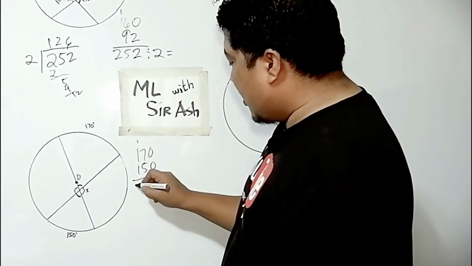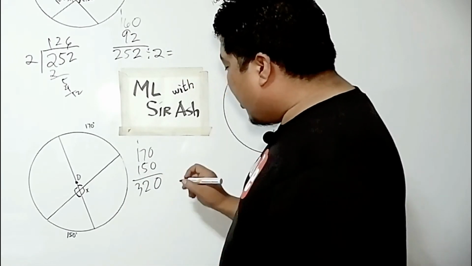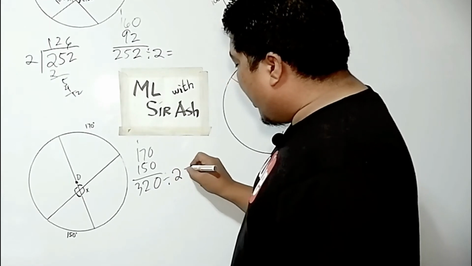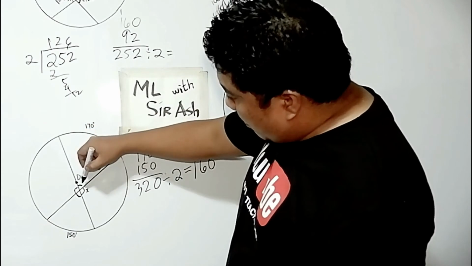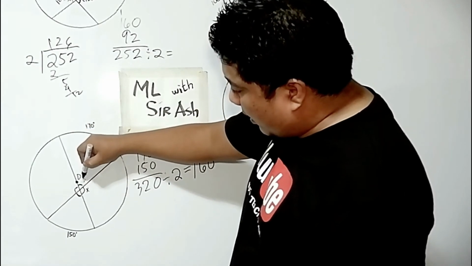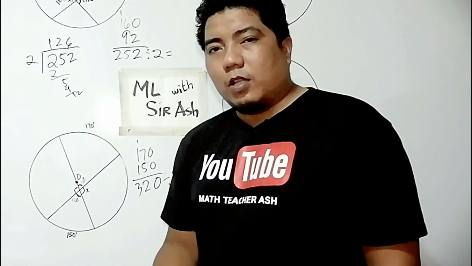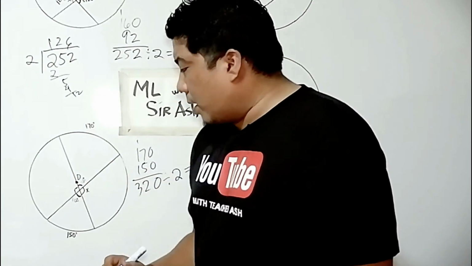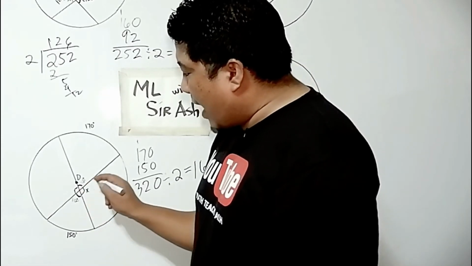That will give us 320. So, having 320, we will divide it by 2, and the answer is 160 degrees. Therefore, the measurement of this angle is 160 degrees, as well as this angle is 160 degrees. The question is, did we answer our problem? Not yet, my dear math learners, because we are finding this given angle.